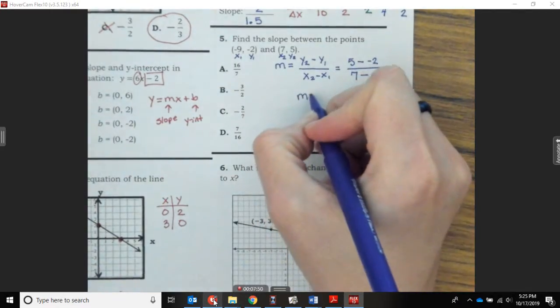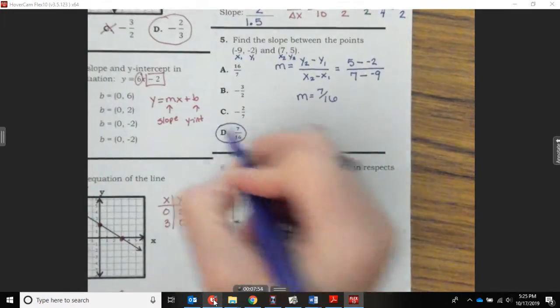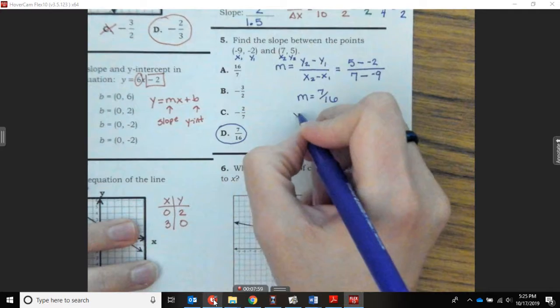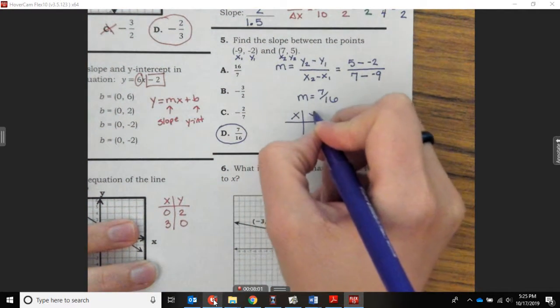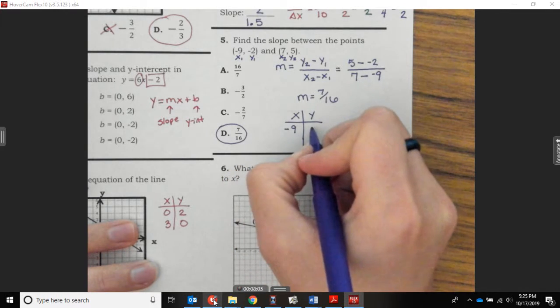So here my slope is 7 over 16, which means my answer is D. Okay, another option, you could have made a table. So there are lots of ways to find slope. You have to find the way that you like and stick with it.